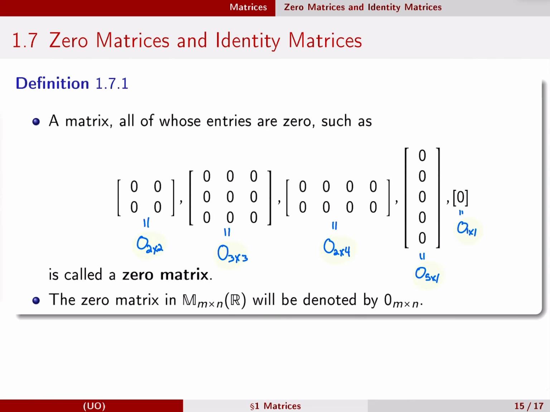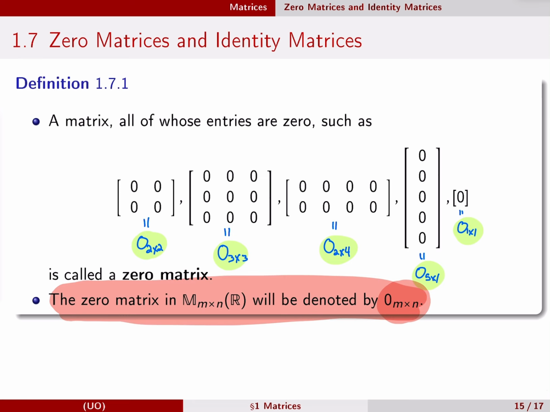Because matrices have different sizes, there's actually appropriate notation for those zero matrices. For example, that first matrix, a 2 by 2, is going to be denoted by 0, 2 by 2. The second one is a 3 by 3, so it's 0, 3 by 3. The third one, with 2 rows and 4 columns, is 0, 2 by 4. The fourth example is a column matrix, a 5 by 1, so it's 0, 5 by 1. And our last little one is 0, 1 by 1.